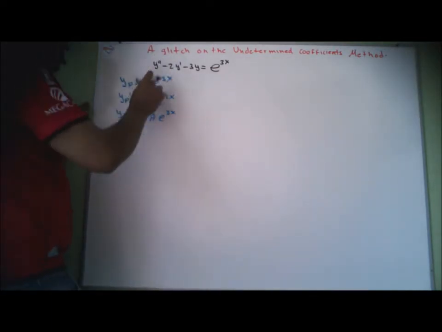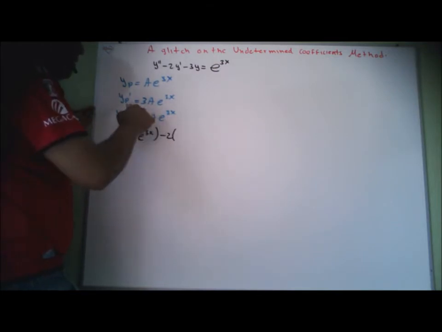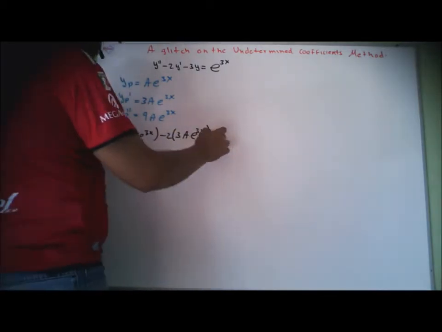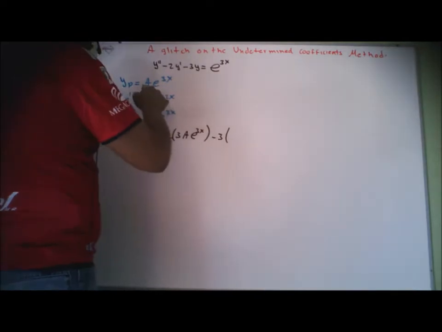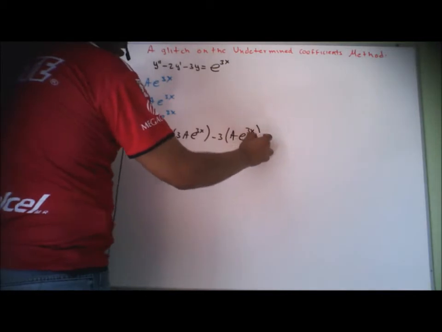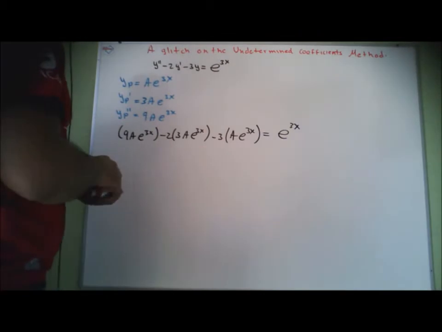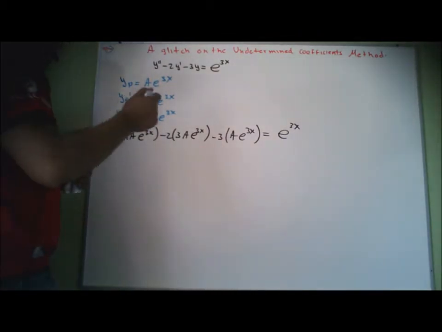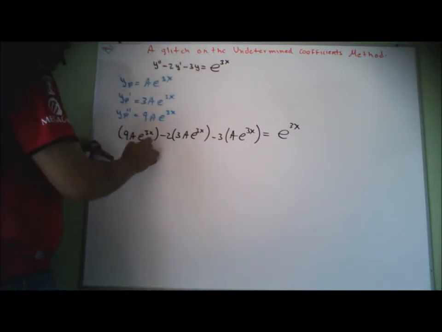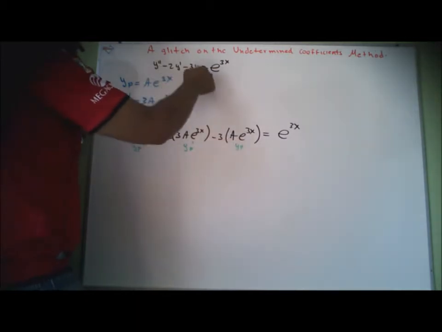So let's replace in the differential equation. 9a exponential of 3x, minus 2 times the first derivative, 3a exponential of 3x, and then minus 3 times the proposed solution, a exponential of 3x, and that should be equal to the exponential of 3x. Remember that we just plug the solution into the differential equation. So this is the particular solution's second derivative, this is the first derivative, and this is the particular solution itself, according to this differential equation.